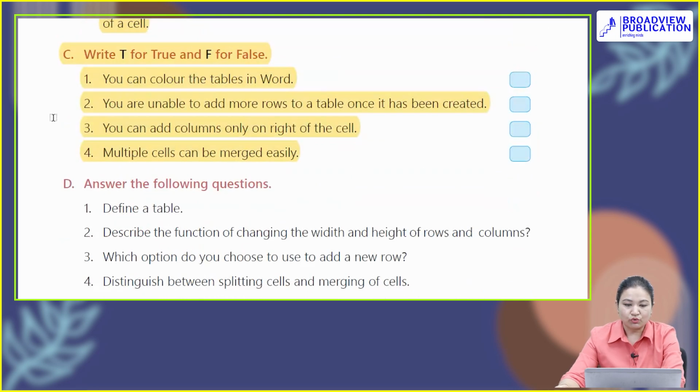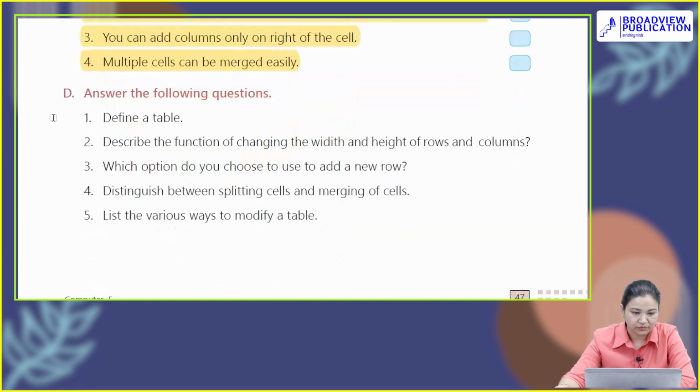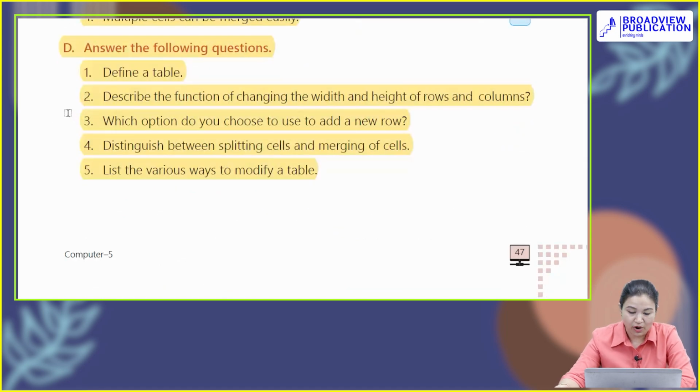Now write T for true and F for false. You can color the tables in Word. So it is true. You are unable to add more rows to a table once it has been created. So it is false. Third, you can add columns only on the right of the cell. It is false. Multiple cells can be merged easily. It is true. Answer the following questions. So you have to answer these questions.